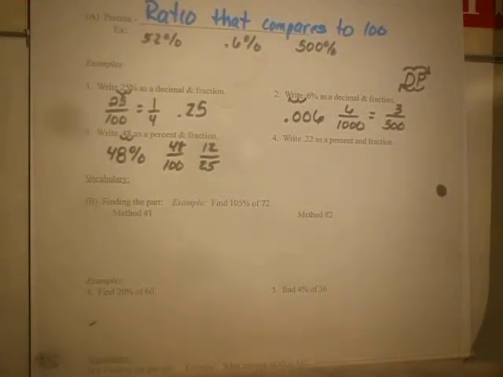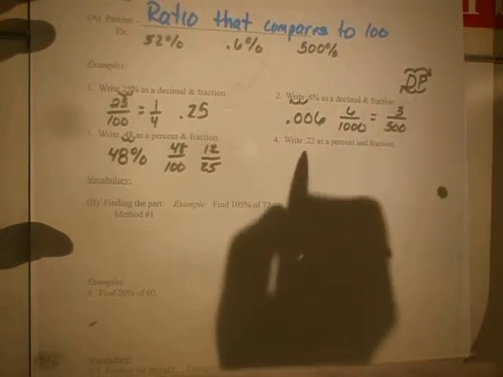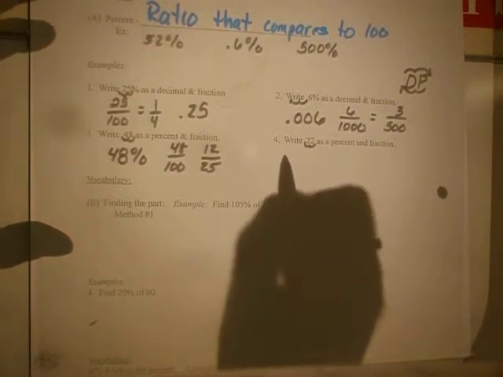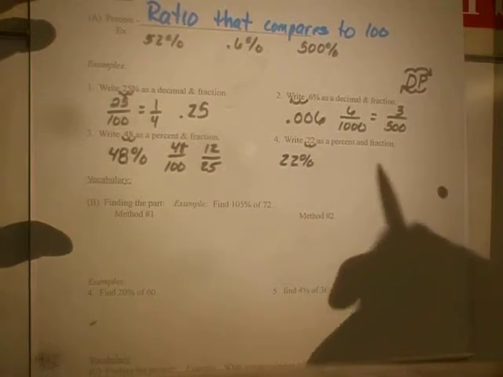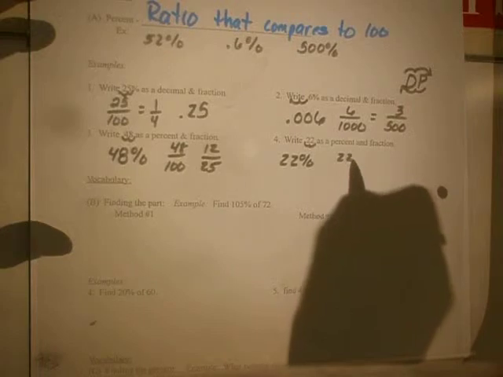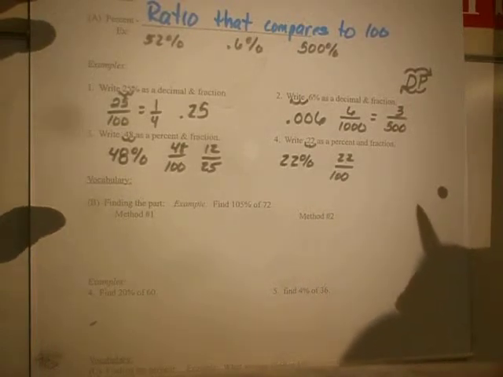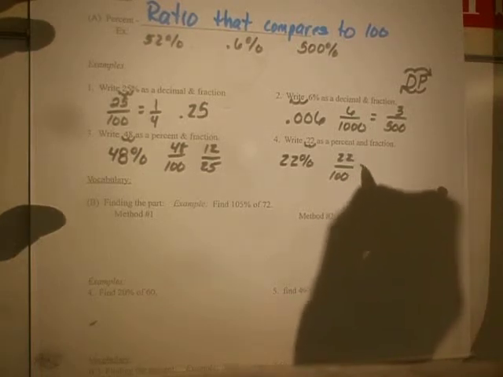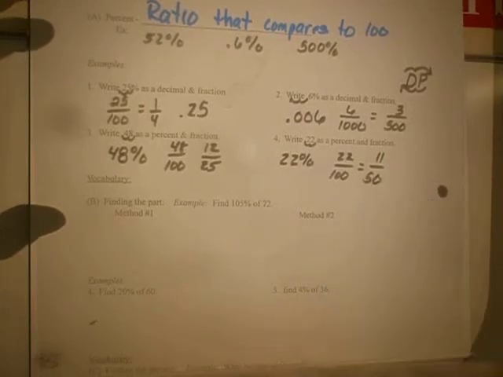Number 4, write 0.22 as a percent and a fraction. From a decimal to a percent, you move your decimal point 2 places to the right. So that will be 22%. Percent means out of 100. So you would have 22 over 100. You can reduce that in your calculator, or if you divide both of those by 2, you would have 11 over 50.